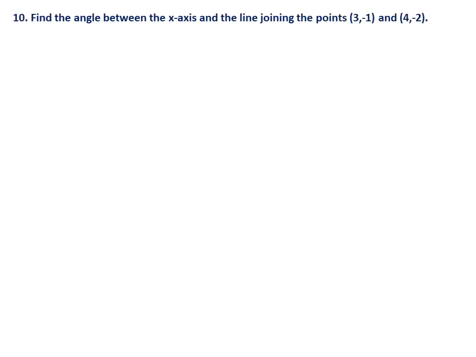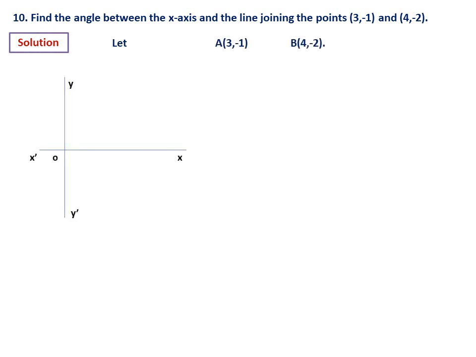Next question, 10th. Find the angle between the x-axis and the line joining the point (3, -1) and (4, -2). So here also A is (3, -1), B is (4, -2). Here it is better to draw the diagram using a coordinate system, so that you will understand the problem better. So first locate the points. A is (3, -1) here and B is (4, -2) here. Now join them. This is the line.